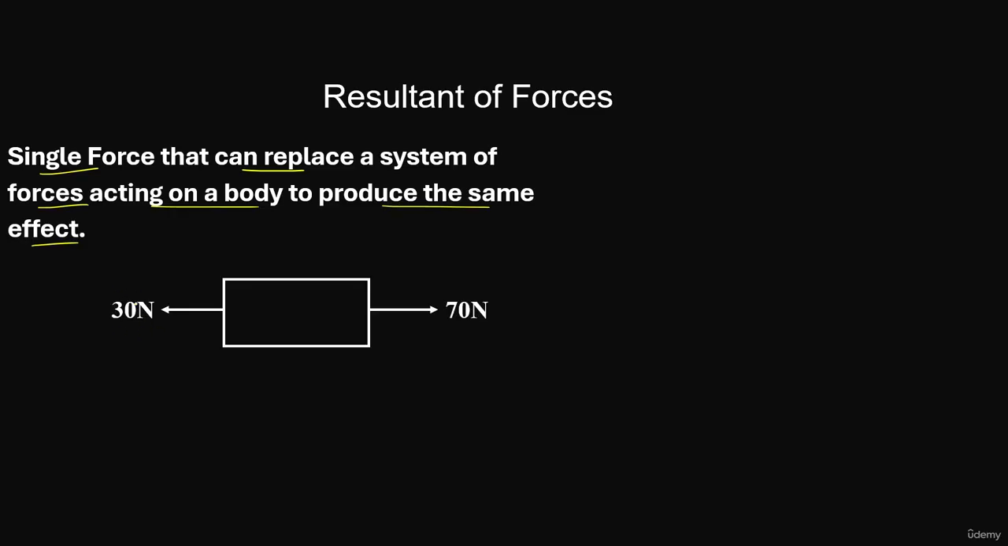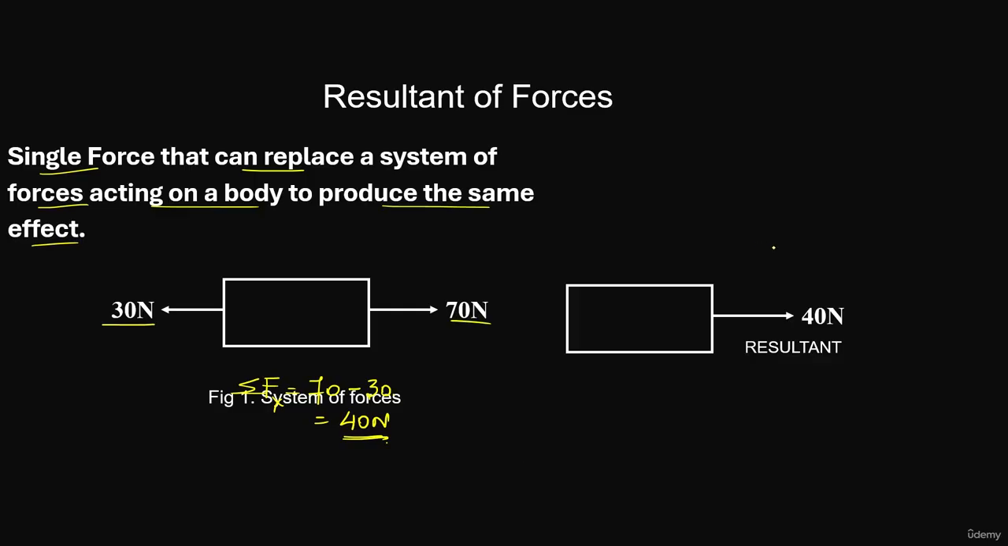So here we see that a block is exerted by a force of 30 Newton to the left and 70 Newton to the right, and the collective effect of these two forces, that is the summation of forces in the x direction, is 70 towards the right side minus the force acting in the opposite direction, that is 70 minus 30, which is equal to 40 newtons. So this block can instead be represented by a single force of 40 newtons, and that too on the right side.